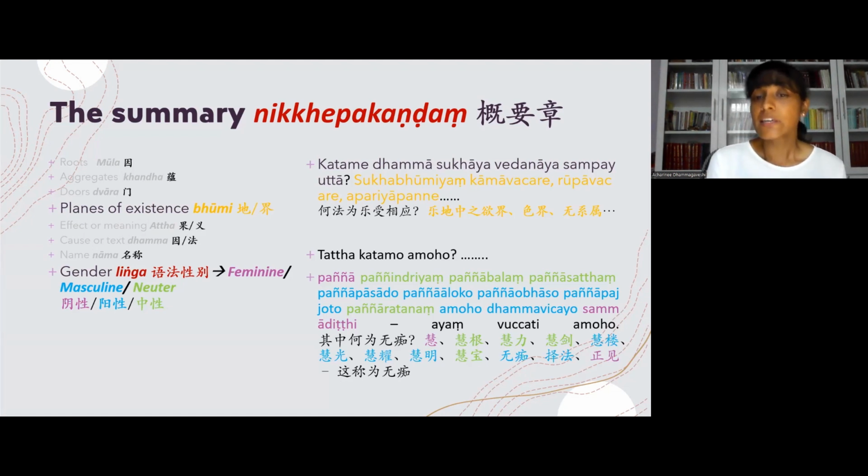Aṭṭhakatha amoho. So here, what is described are the synonyms given for amoho, or non-delusion. The words given in purple are the feminine terms, the words given in blue are masculine, and the green ones are the neuter. Panya, Samma, Ditti are the feminine terms. Panyindriyam, Panya Balam, Panya Sattam, Panya Ratanam, they are neuter. Panya Pasado, Panya Aloko, Panya Obaso, Panya Pajoto, Amoho Dhamma Vichayo, these are masculine. So it's just a characteristic of the Pali language, which is shown here as gender.